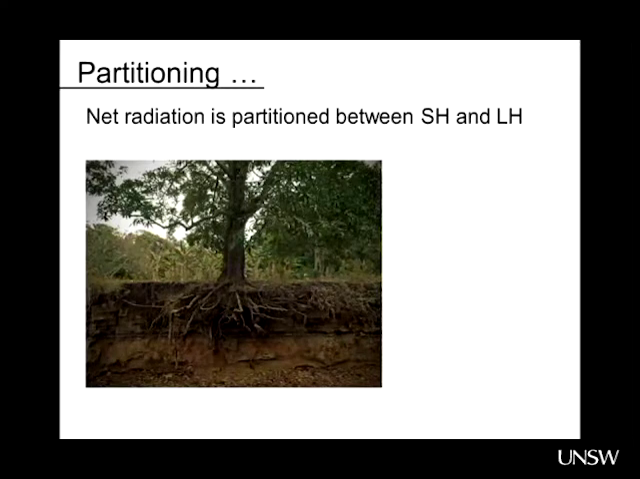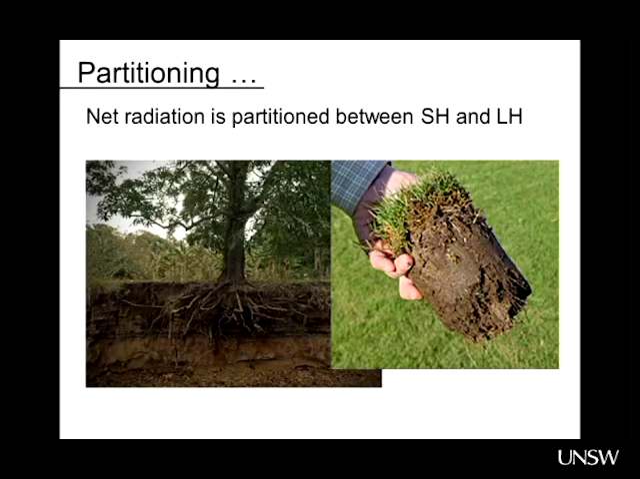In general, though, this tree has access to lots and lots of soil where it can suck up water and happily use its net radiation to drive evaporation. In contrast to this, not a tree, this grass, if any of you have got lawns, you will know they tend to die in the Australian summer, or at least mine does. That is because the roots don't go down very deep, and the amount of soil this can access is really small compared to this. It's 10 centimetres instead of a few metres.